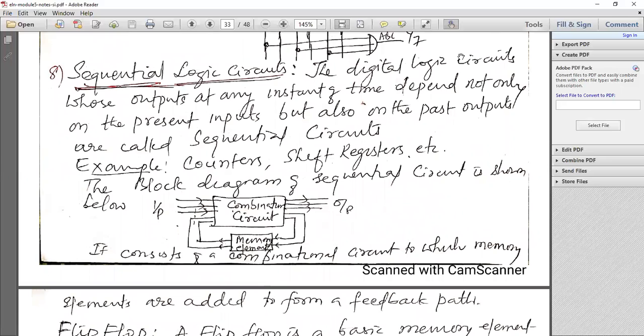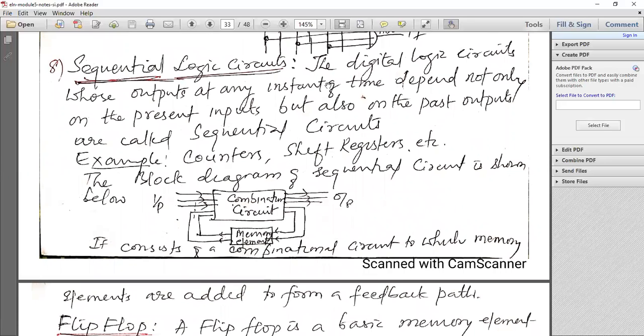Next is the sequential circuit. So till now, whatever we learned is combinational circuits. They don't have a memory element in them. But what is the need of a memory element? If the present state output depends on the previous state output, then it is taking the help of memory, or it is storing the past data or past state output.